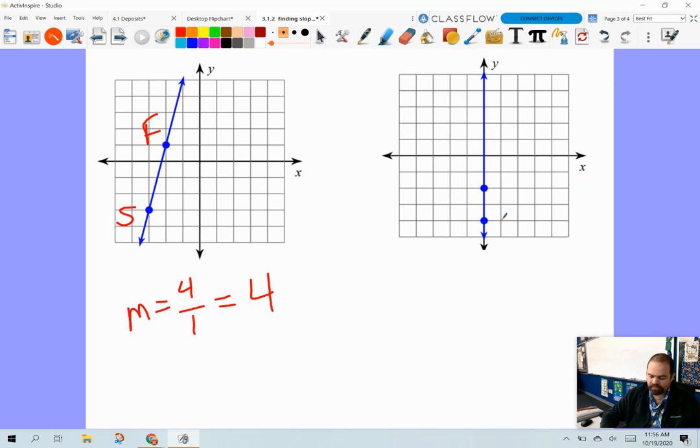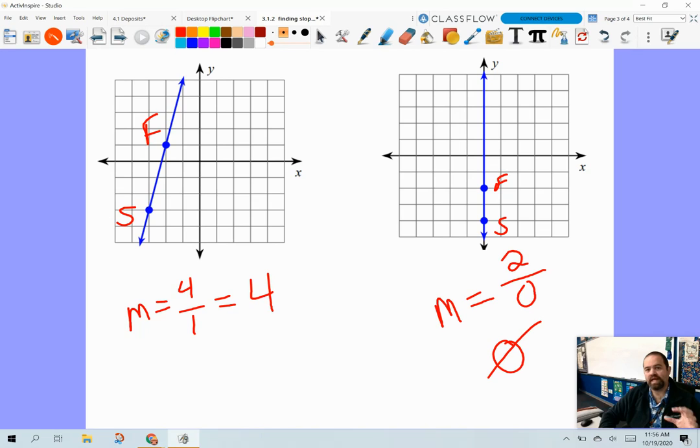Now this one here is a little bit different since it's vertical. It doesn't matter which one you start at or which one you finish at. But again, you're going to count the vertical distance. So vertically, I'm going to move 2 units up. And then how far do I have to move left and right to get from one to the next? I don't move any units left and right. Now, that's a huge no-no in math. You cannot divide by 0. This fraction actually does not exist.